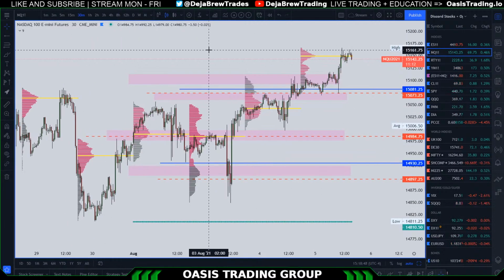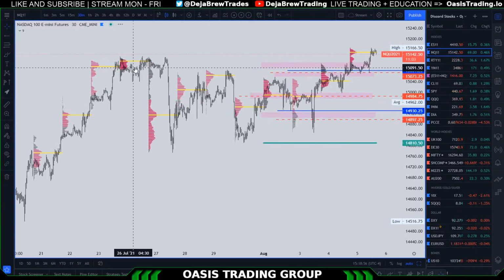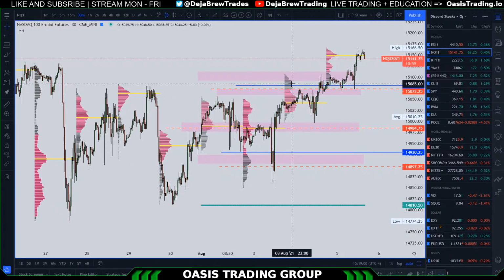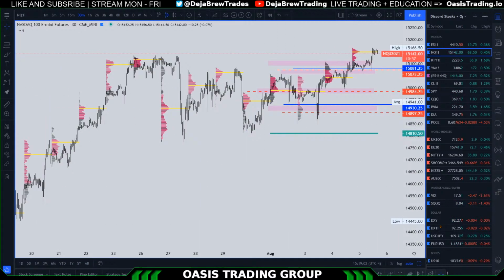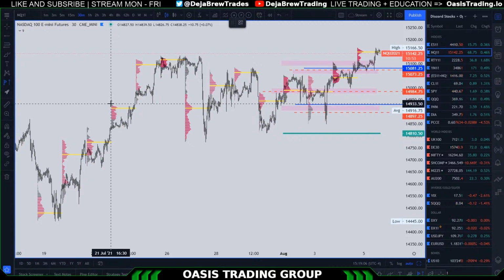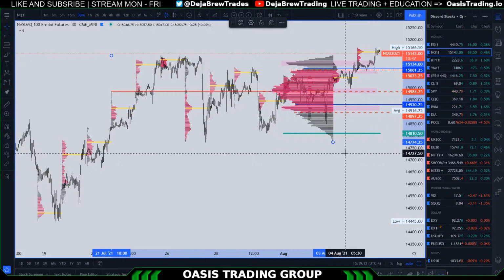So if you guys remember what I did yesterday on stream, I gave you an idea of how you can use volume profile for more longer term trading, not just scalping, right? So what did I do? I showed you that you can take the volume profile of entire ranges. So stuff like that, right?